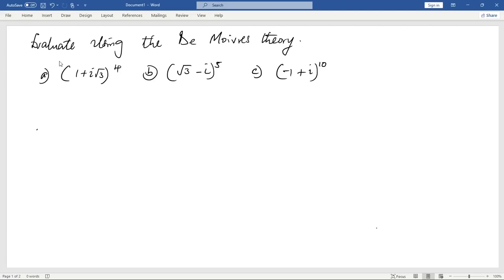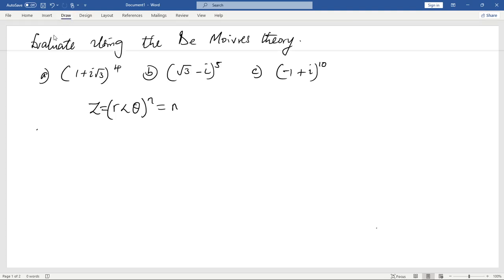Question that says evaluate using De Moivre's theorem. So we know that for De Moivre's theorem, if you have a complex number that's written in polar form, and we raise it to the power n, this is simply equal to r to the power n.